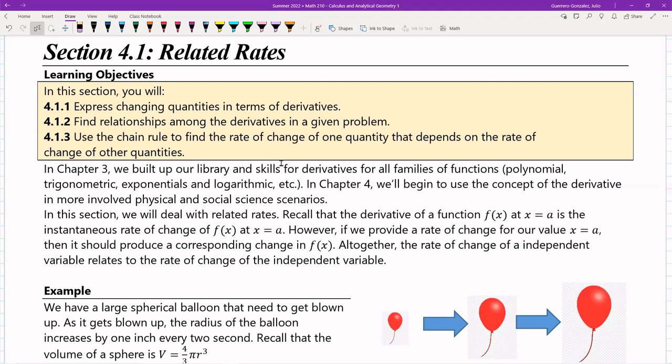Okay. Nothing from chapter 3 changes here. The derivative is still the instantaneous rate of change, or the slope of the tangent line. But now we're going to be sticking it into, like I said, physical and social science scenarios. Okay, so the best way that I think I can sort of explain this to you guys is let's just jump into an example here.